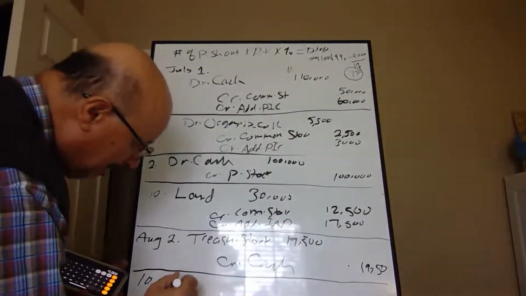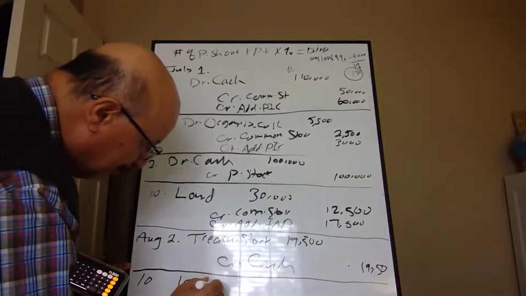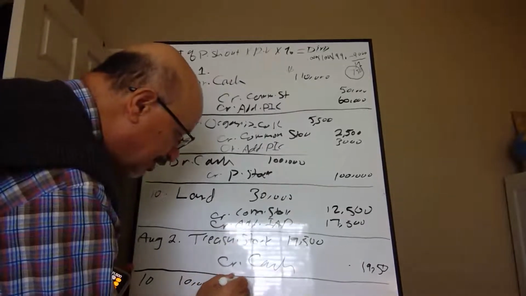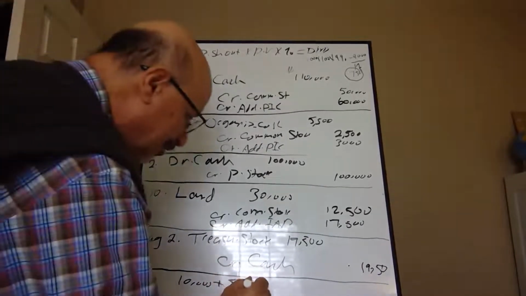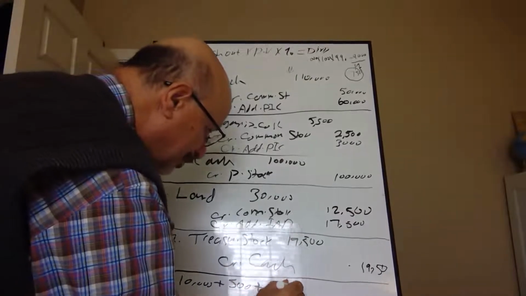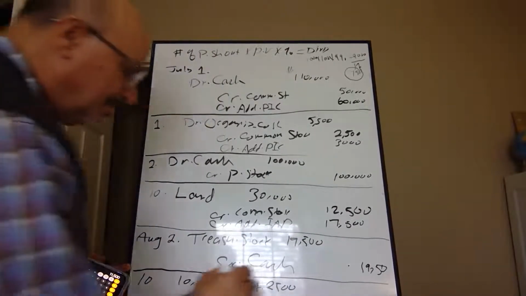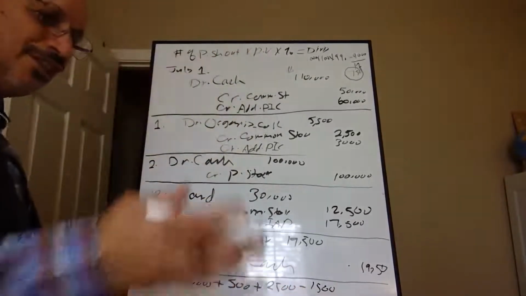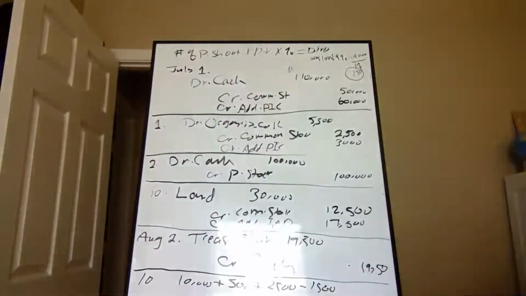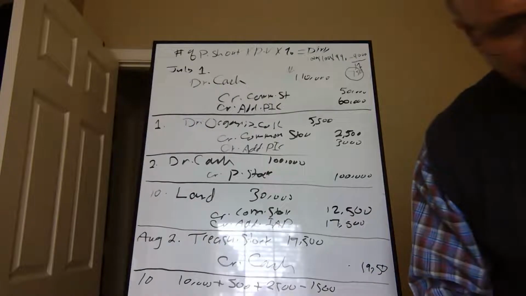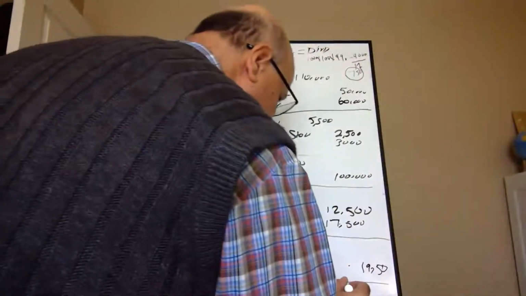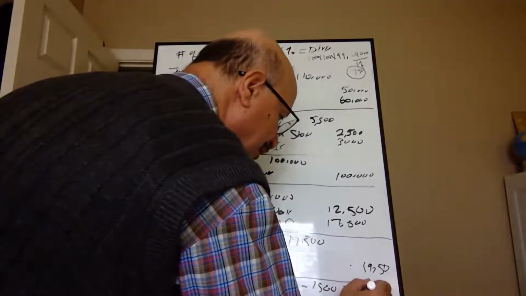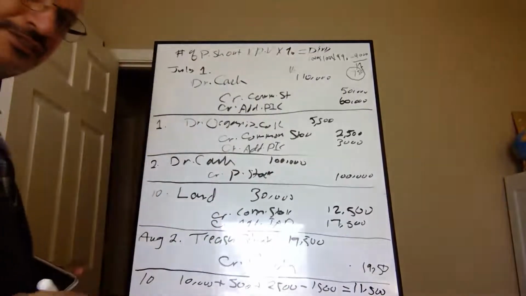They started with 10,000 shares, plus 500 shares for the lawyer, the organization cost, plus 2,500 shares for the land, minus 1,500 for treasury shares, the shares that they purchased back. Okay, and so that's going to give us a total of 11,500 shares.